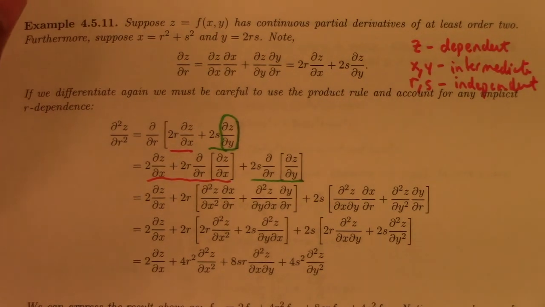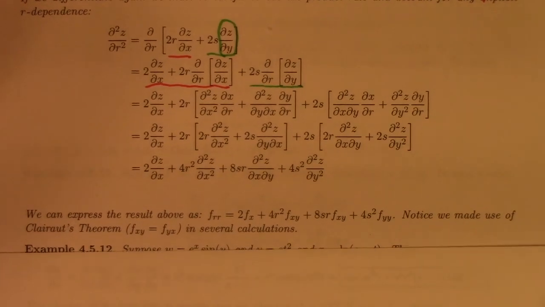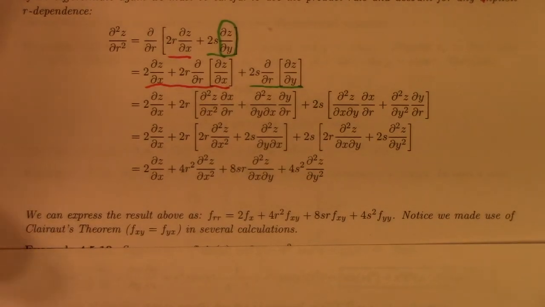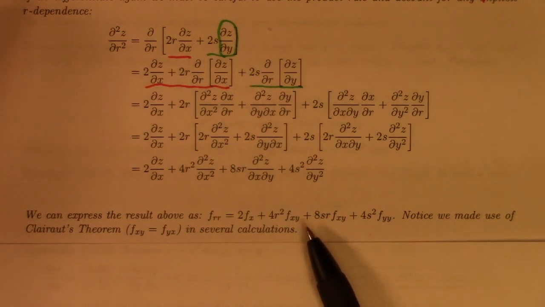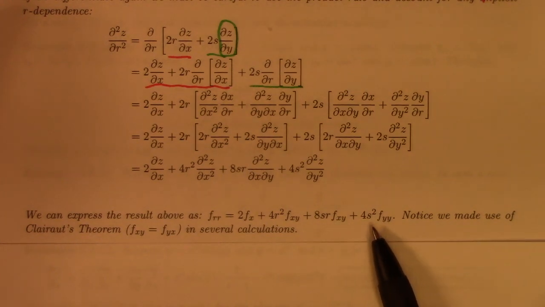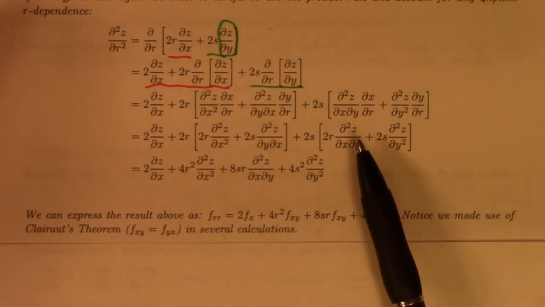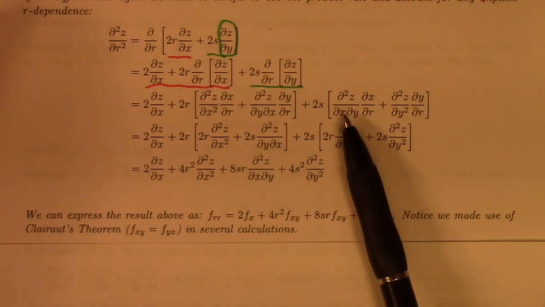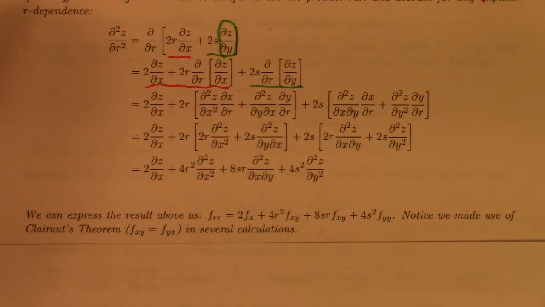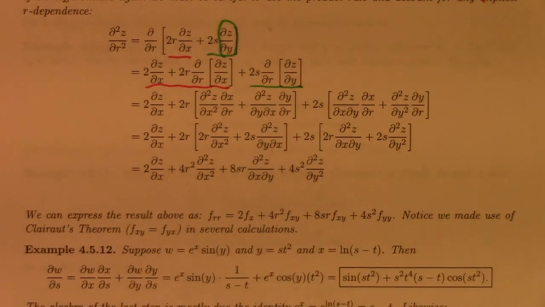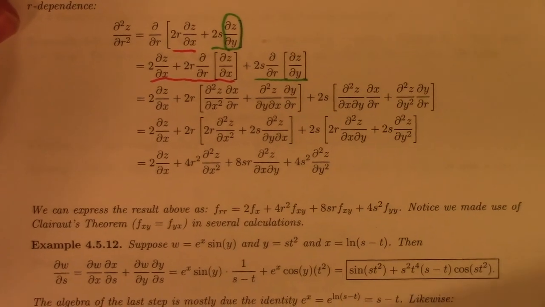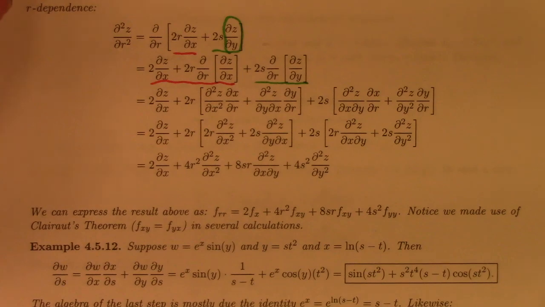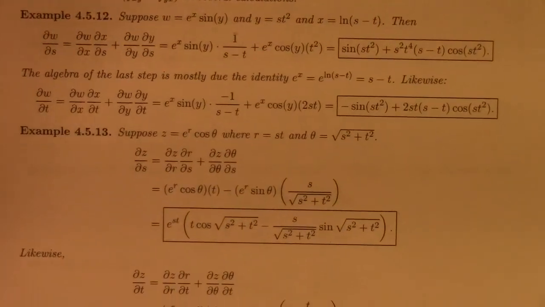So if we were to jump back to the f notation, we would have the FRR derivative is 2fx plus 4r squared fxy plus 8sr fxy plus 4s squared fyy, right? And of course I made use of the fact that we can calculate the xy derivative or the yx derivative, and they're equal. That's Clairaut's theorem. All right, so that's a little bit abstract, that example, right? Here's one that's less abstract.